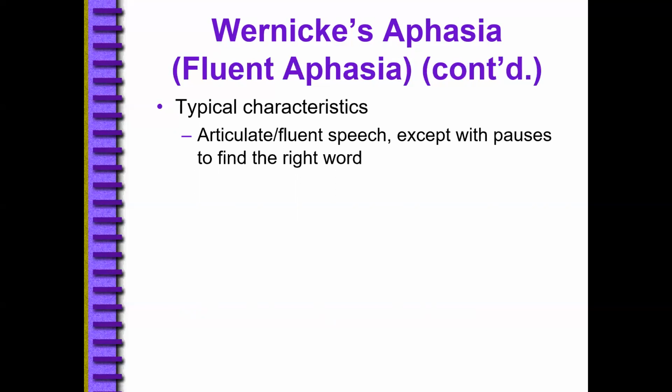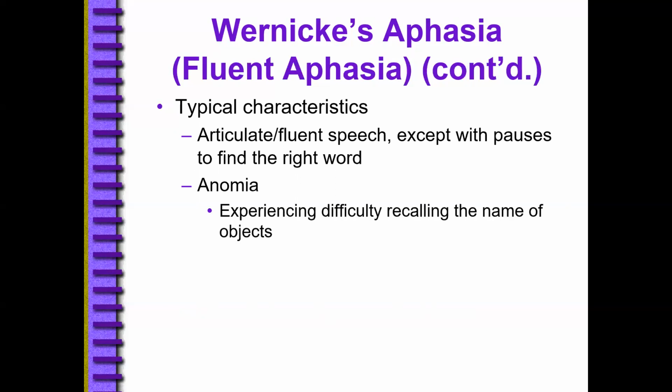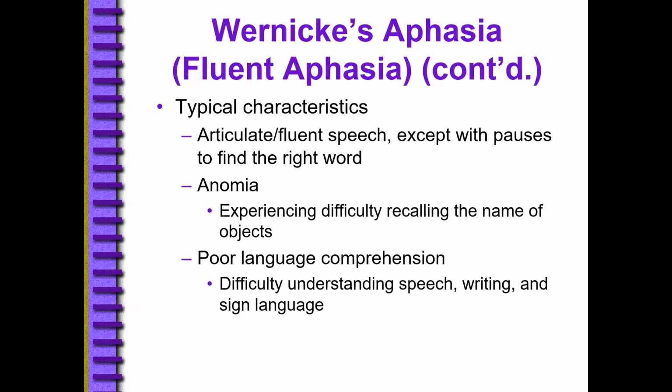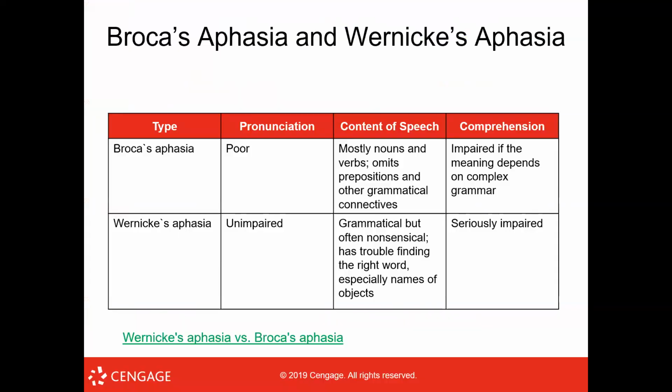So yeah, articulate fluent speech, except with pauses to find the right word. There can be that anomia, experiencing difficulty recalling the names of objects, and the poor language comprehension. So they can have a hard time understanding speech, understanding writing, or especially even understanding sign language for those who use sign language. So this is a little bit of review of comparing Broca's aphasia and Wernicke's aphasia.